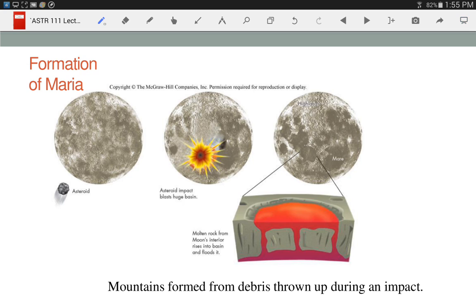Here is the formation of the Maria. You have a big impact. You break the surface. You have molten magma that flows over and fills it in. It's a very simple story, isn't it? It's pretty straightforward.